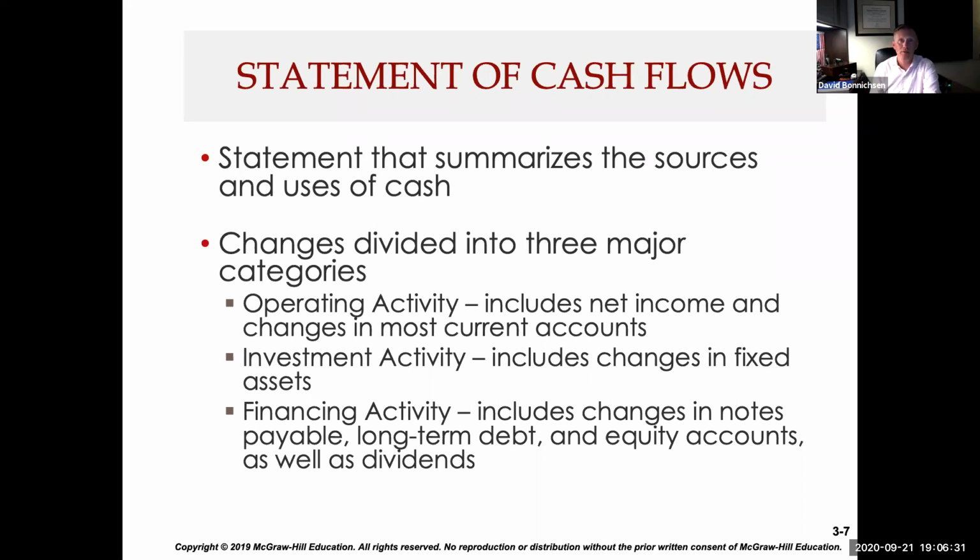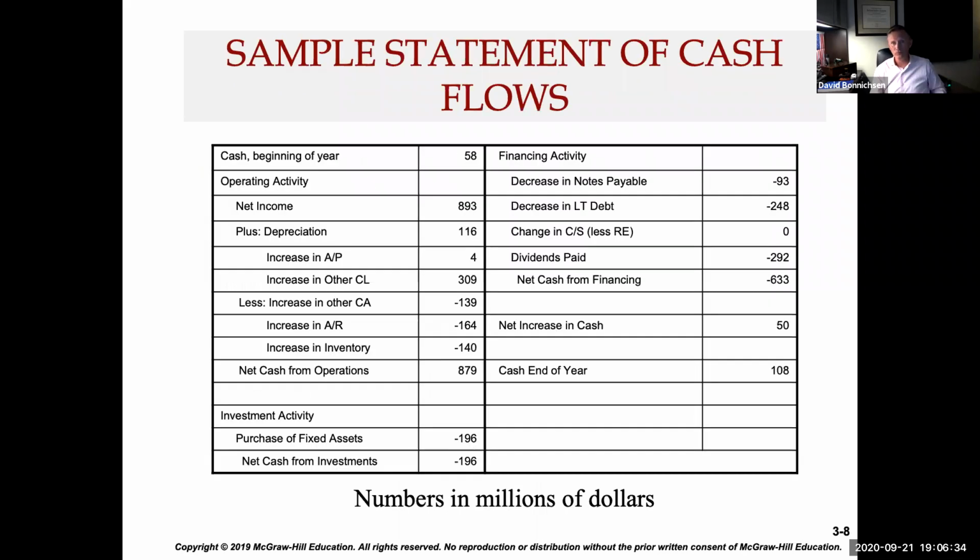So let's take a look at the statement of cash flows. In the example, if you remember, we started at 58. So 2017, we started at 58. And we know that we went from 58 to 108. So the objective of the statement of cash flows is to bridge the gap. How do we get from 58 to 108 using the three different components of the cash flow statement? We'll start with the operating activity of the firm.